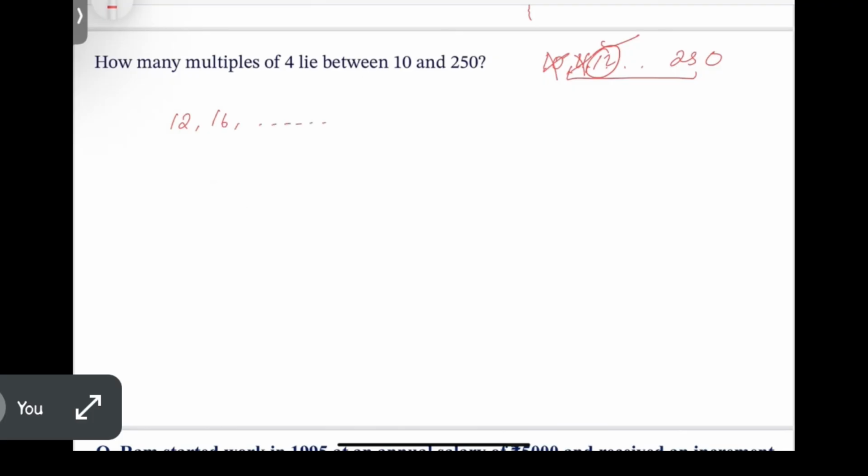But it will end by 250. So I'll just take 250 here and divide and check by 4. 4 sixes are 24. So how much do we have?